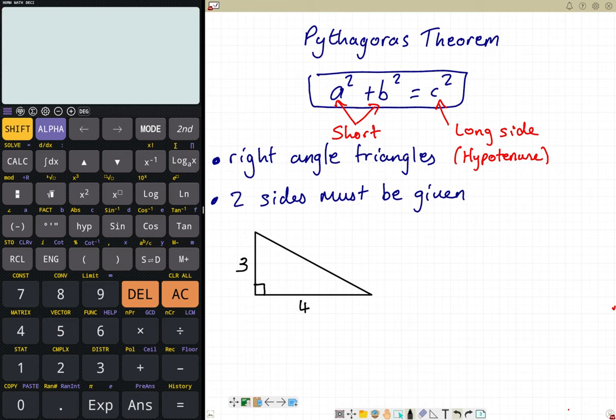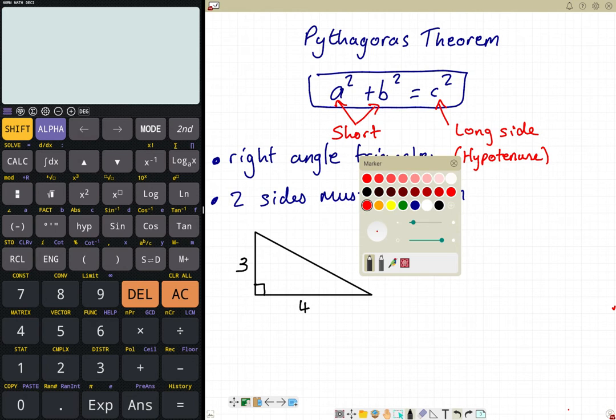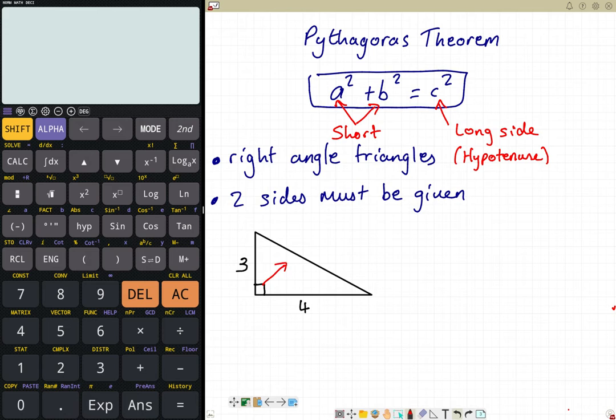Now remember, C is always the longest side, and an easy way to spot the longest side is it's always opposite the right angle. You can label that C. And then A and B are your shorter sides. It doesn't matter which one's A or B as long as they are the short sides. So this side could have been B, this side could have been A. Okay, so I want to work out C now.